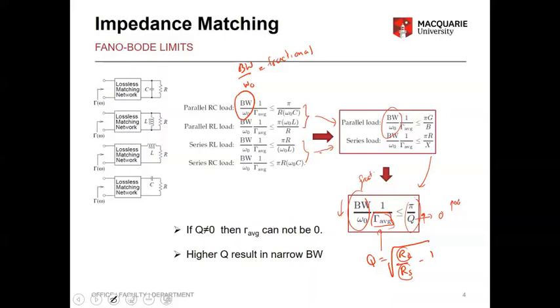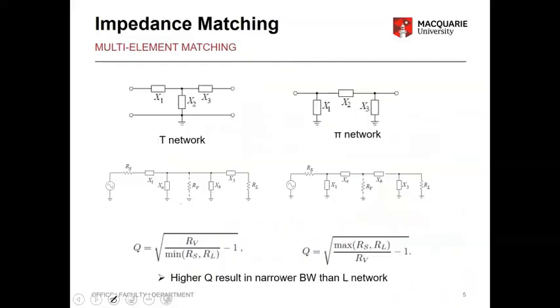This is only for L network matching, right? In a slightly different way. Now that's what we're going to look into in the next one. So the multi-element matching is a way to have control over Q.